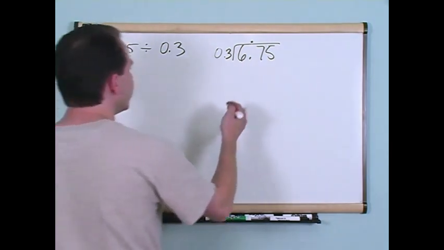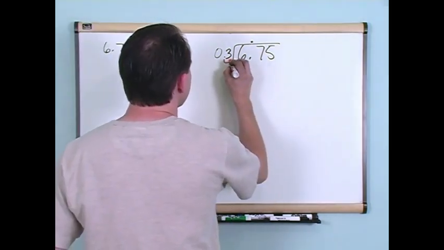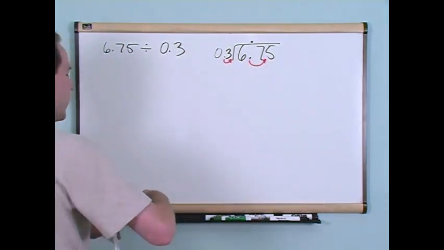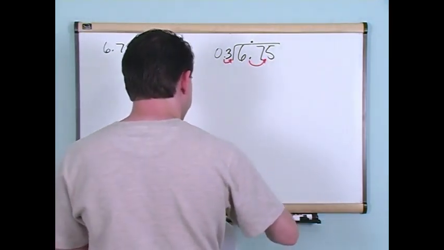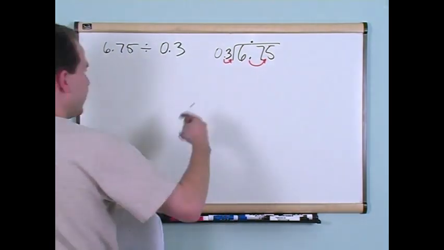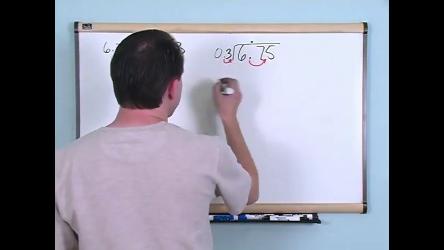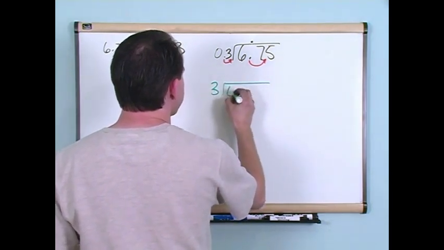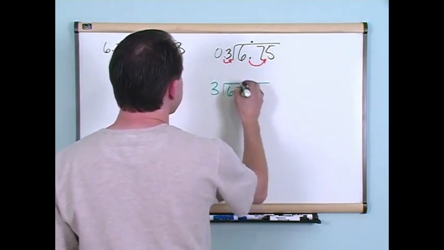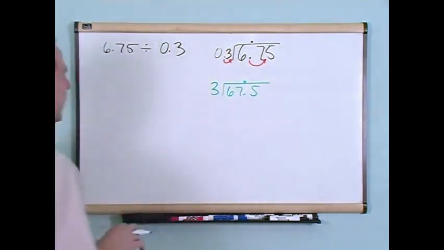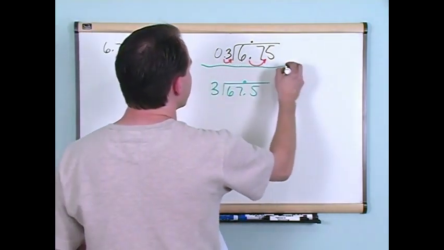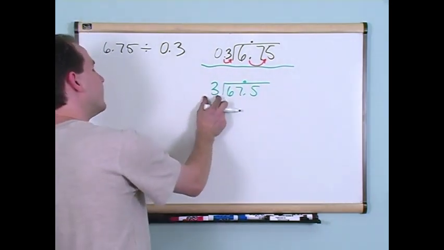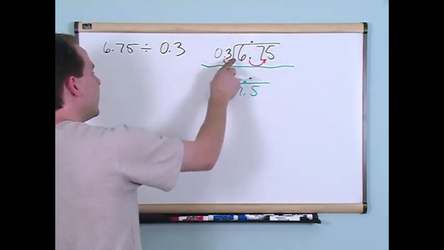In order to do this, all you do is you move this decimal point over 1 and this decimal point the same amount over, okay? So when you rewrite your problem, when you move the 3 over there, it's going to be a 3. And then you're going to have 67.5 on the inside. And you're going to have your decimal point over here for the answer, okay? What you have done is you have transformed the problem into something you like. You always want to divide by a number that doesn't have a decimal point.